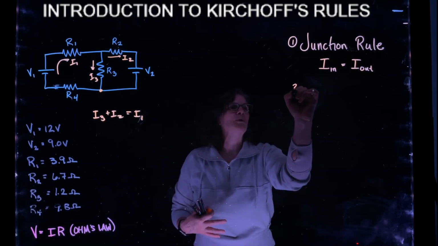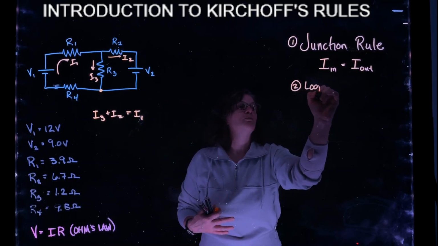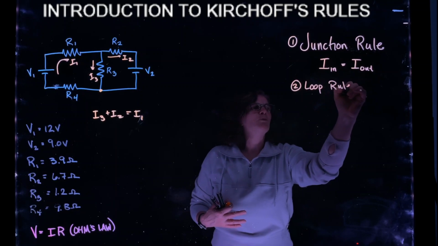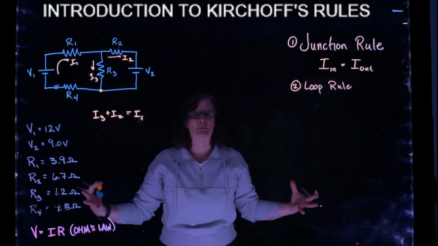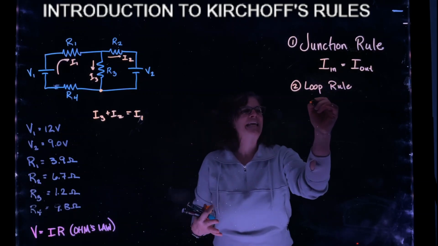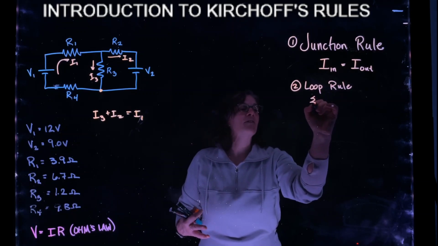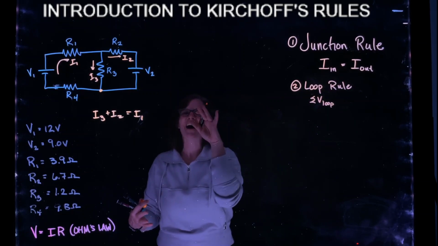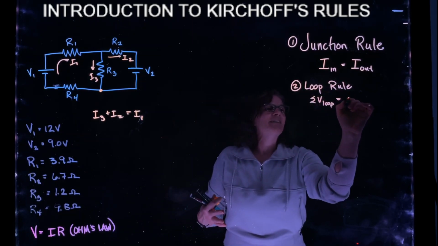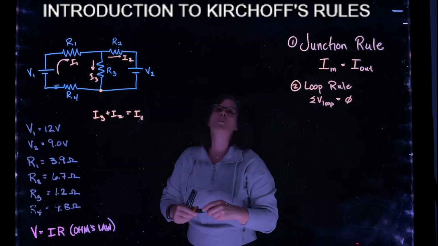The second rule is called the loop rule. Now the loop rule I think is the funnest rule because it generates these glorious equations. It tells us that the sum of the voltages along a loop that I get to draw are equal to 0. So what's a loop?